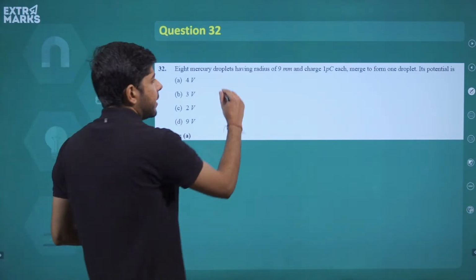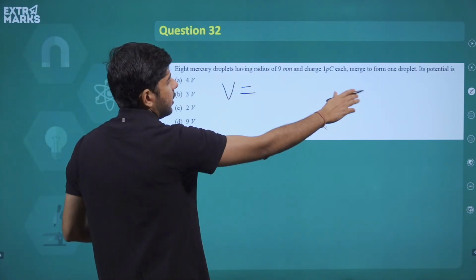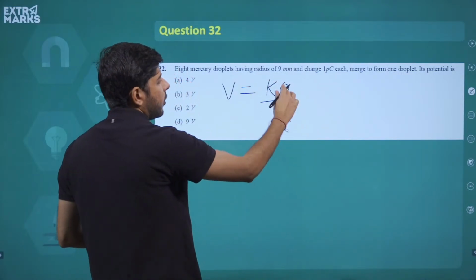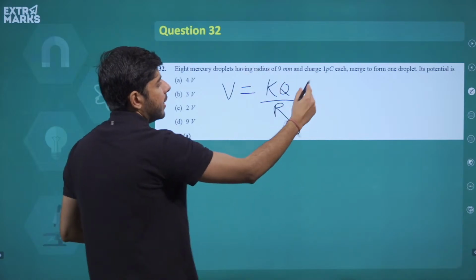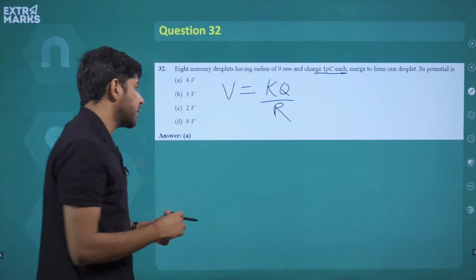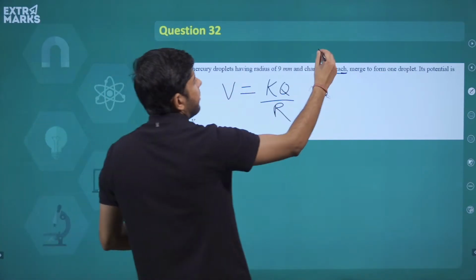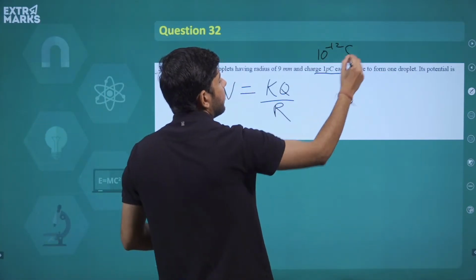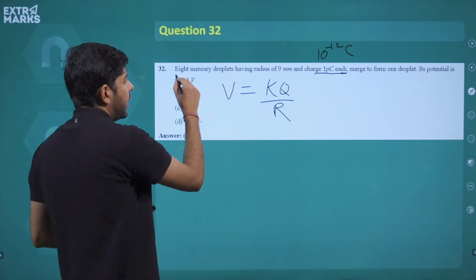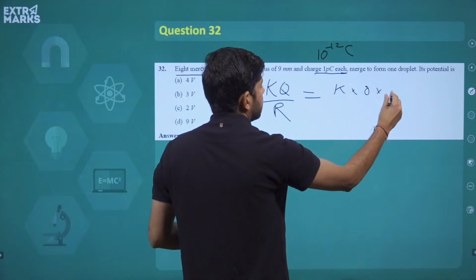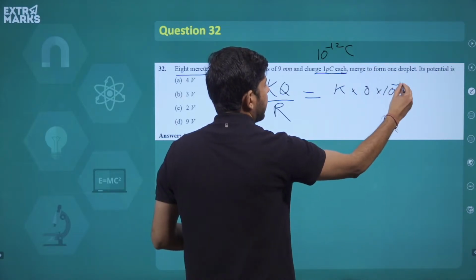So they are asking the potential. Okay, merge potential, so potential is KQ by R. What is Q? Q will add up, 1 pC, 1 pico charge. That is your P. What is P? This is pico, it is 10 power minus 12 coulomb. That is your charge. How much? We have 8, so Q will become 8 times of this. So K into 8 into 10 power minus 12.